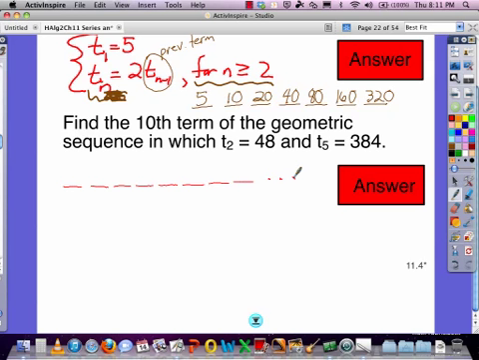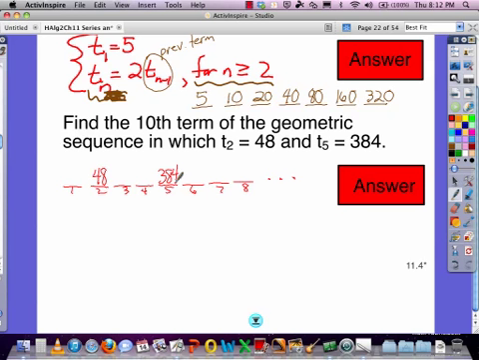All right, now we know first, second, third, fourth, fifth, sixth, seventh, and eighth. Just keep going here. They wanted the 10th. We know we have a second term that's basically 48, and we know we have a fifth term that's 384. All right, so in this situation, you definitely want to reevaluate what you have. You have a sort of a subset list or sequence.